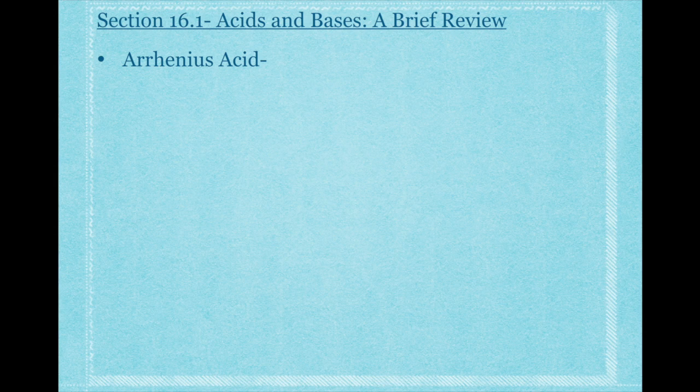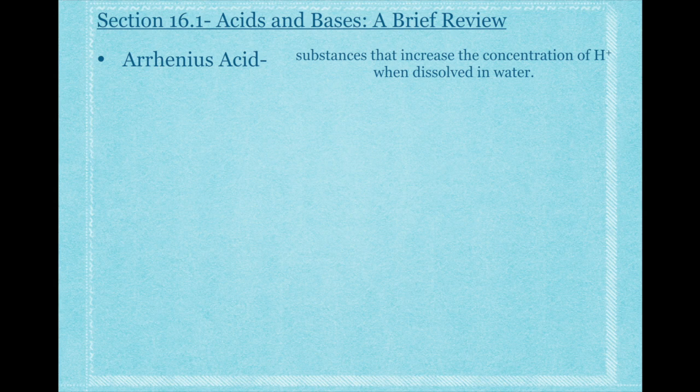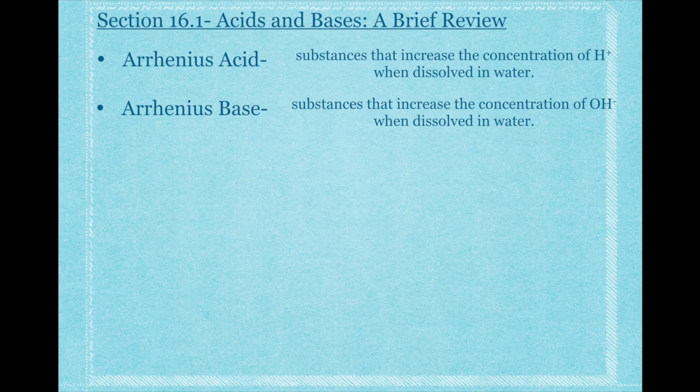So the most fundamental definition of an acid or a base that you should be familiar with is the Arrhenius definition of an acid and a base. An Arrhenius acid is one that increases the concentration of hydrogen ions when it's dissolved in water. So the traditional HCl, HBr, you have a hydrogen ion that's going to be produced when you dissolve it into solution.